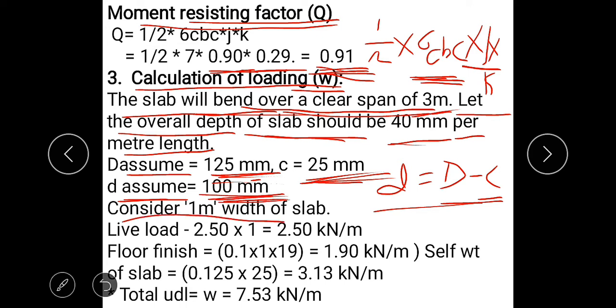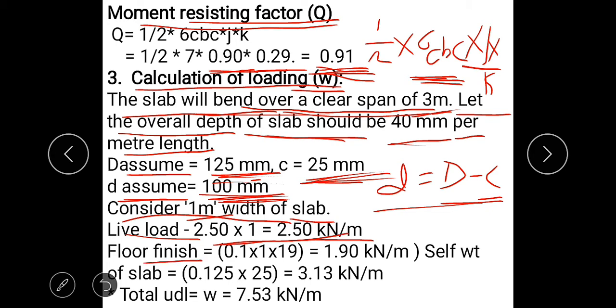So consider 1 meter width of slab. Live load is given here as 2.5 into 1, 2.5 kilonewton per meter. We assume all for 1 meter width. So the live load is 2.50 kilonewton per meter.